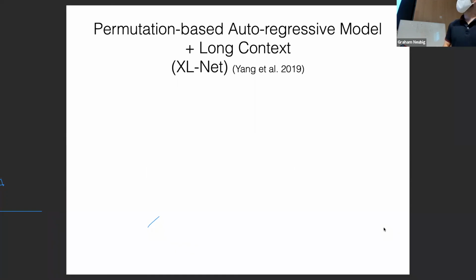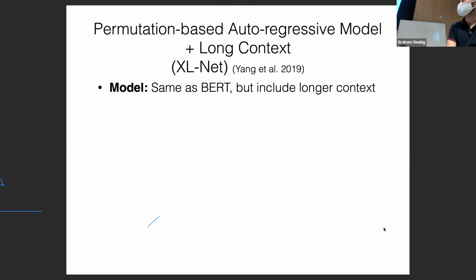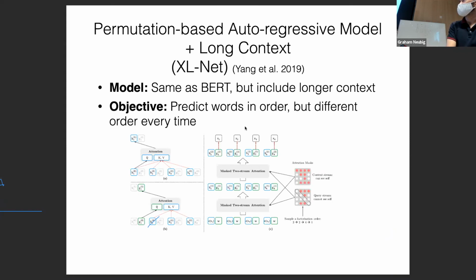So another model, XLNet, is kind of interesting in that it brought longer context. It also has a permutation-based, autoregressive objective, which I think is interesting, but maybe it's not super widely used now, so it's maybe not super important. What they do is they sample the ordering with which you make predictions. So you're not always making predictions from left to right, but also from right to left some of the time. That allows you to model in both directions.